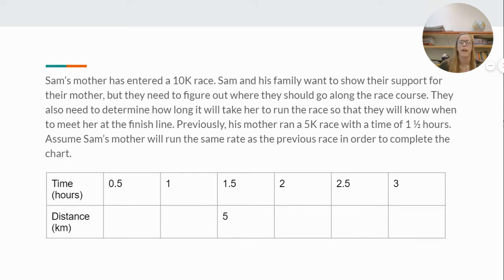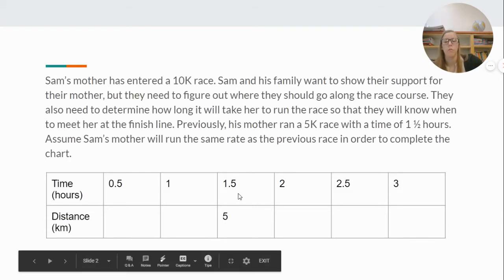Previously, his mother ran a 5K race with a time of 1.5 hours. Assume Sam's mother will run the same rate as the previous race in order to complete the chart. So we complete the chart. 1.5 hours she ran 5 kilometers. So in 3 hours, she'll run 10 kilometers.